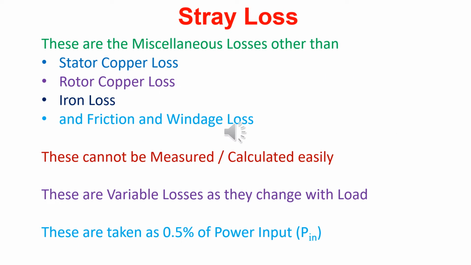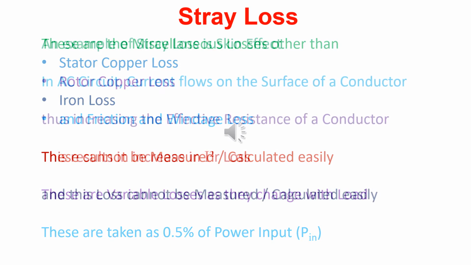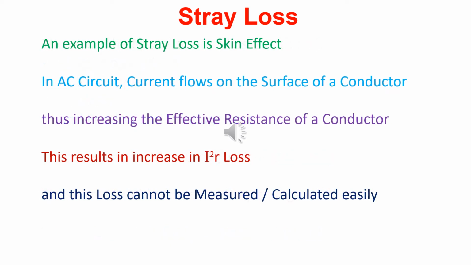All miscellaneous losses are considered as stray loss. These are not easily measurable. These are taken as 0.5% of input power. An example of a stray loss is skin effect. It cannot be measured easily.